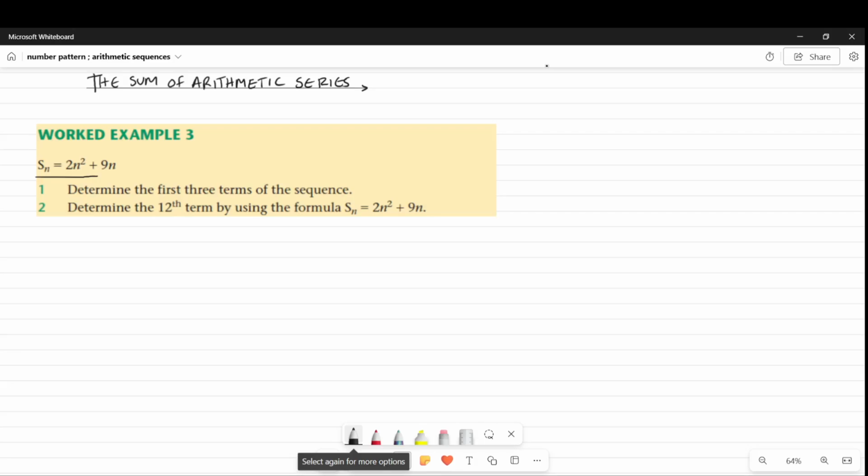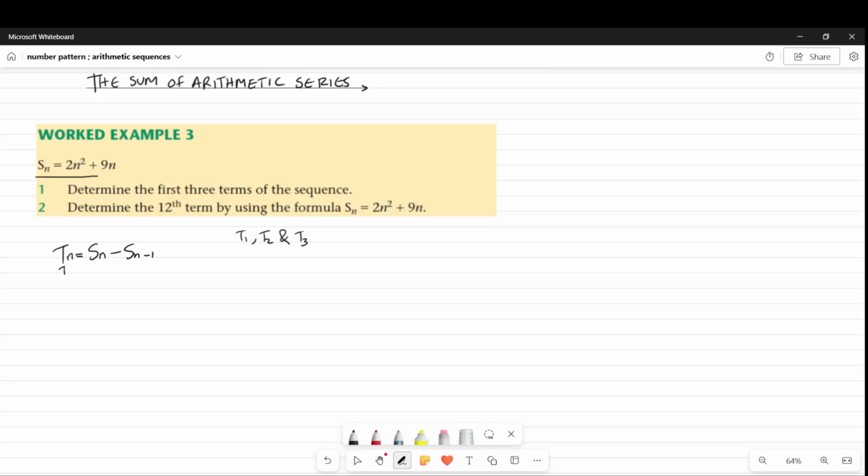If you ever come to a scenario where they give you the sum formula, there is a general formula that you can use, which says Tn is equal to Sn minus Sn minus 1. Now they want the first three terms: T1, T2, and T3.